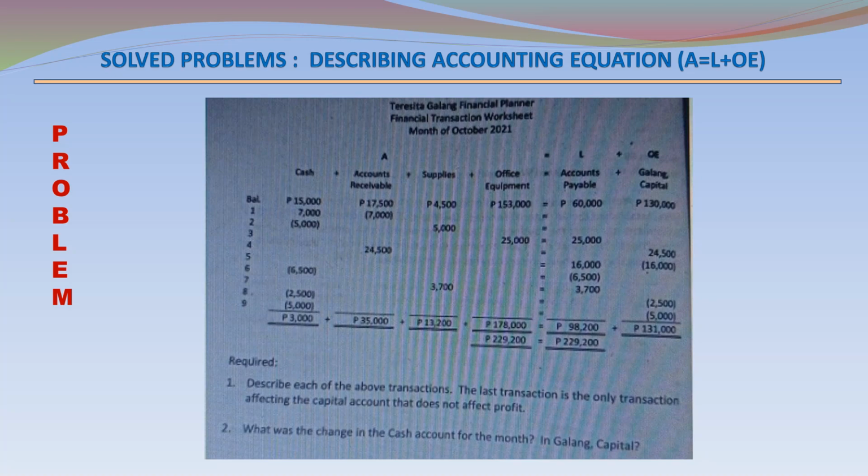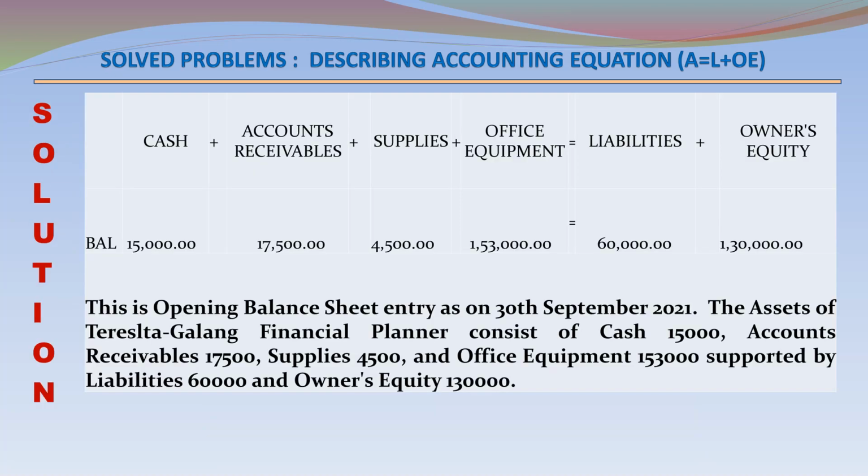Required 1. Describe each of the above transactions. The last transaction is the only transaction affecting the capital account that does not affect profit. 2. What was the change in the cash account for the month? 3. What was the change in Galang's capital for the month? Let us describe and explain each transaction in the equation.